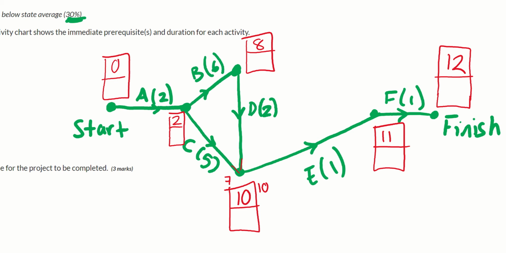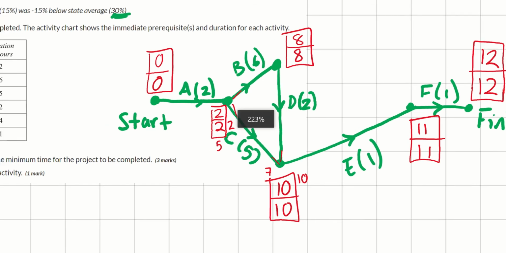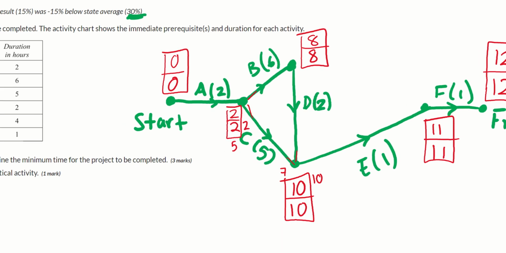Now working backwards, I'm taking the smallest numbers. 12 minus 1, 11 minus 1, 10 minus 2, 8 minus 6, well, I've got 2 coming in here, so I'm going to write it as an option, 2. 10 minus 5 gives me 5. Take the smallest number. 2 minus 0 gives me 0. All right, I didn't even have to do the LST at this point because it just wanted what the minimum completion time is. So the minimum completion time is 12, and are these hours? Yes, 12 hours.